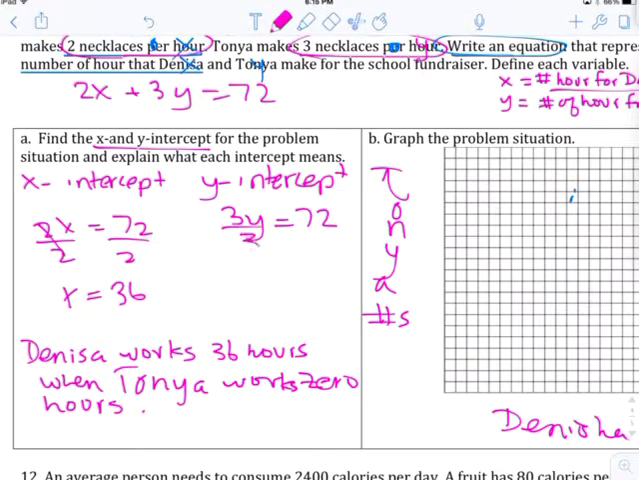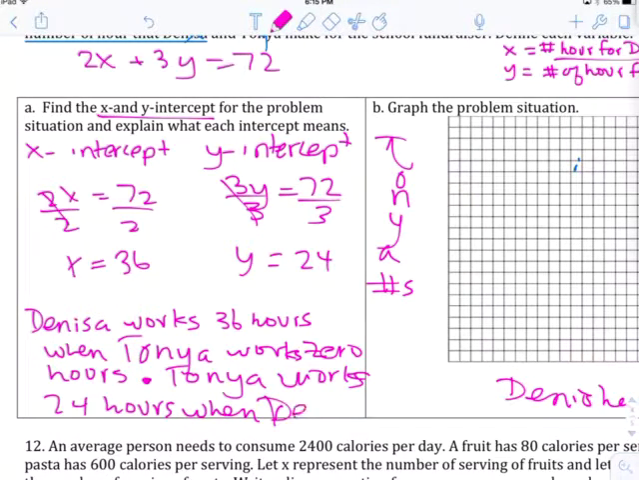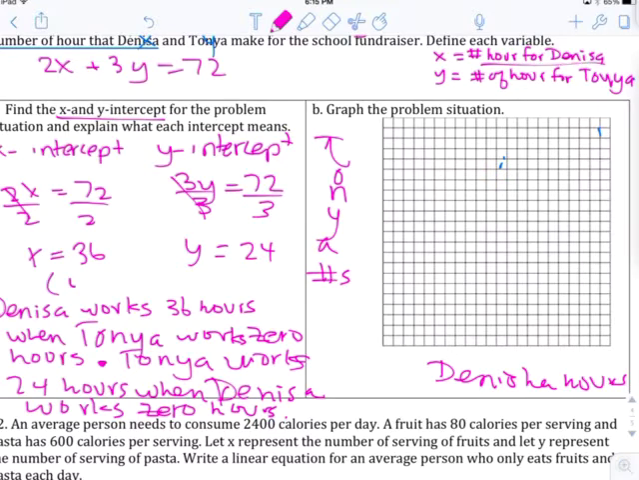Okay, for the y-intercept, divide by 3. 24 hours. Tanya works 24 hours when Denise works 0 hours. Okay, X and Y intercepts. This is 36, 0, and this is 0, 24.